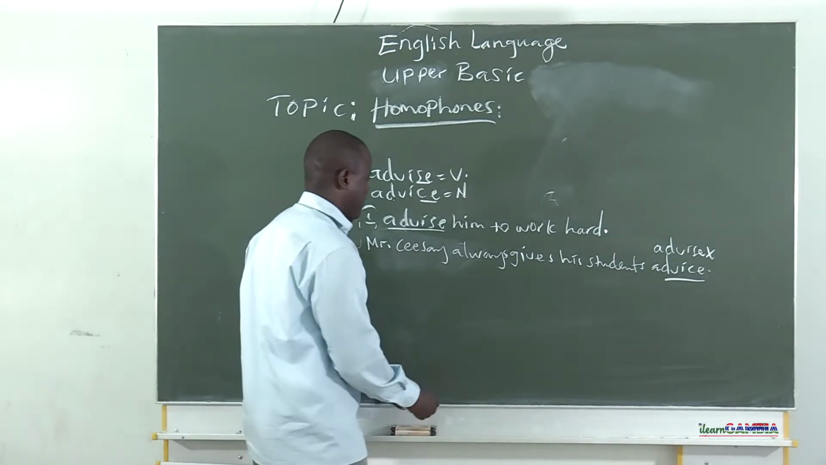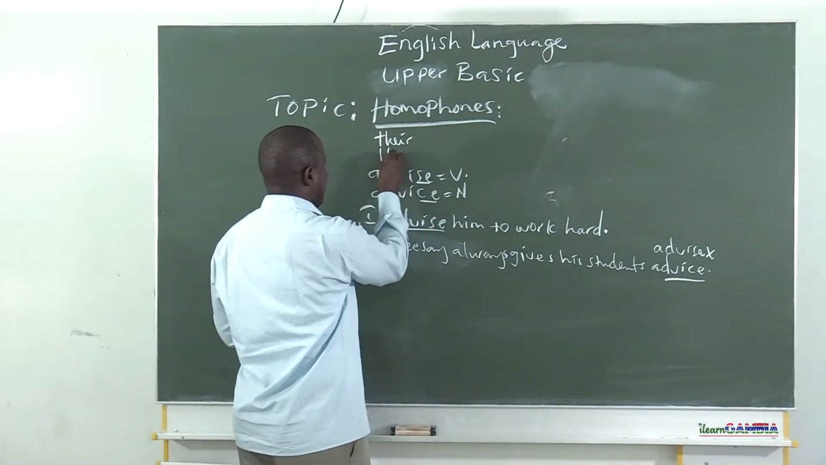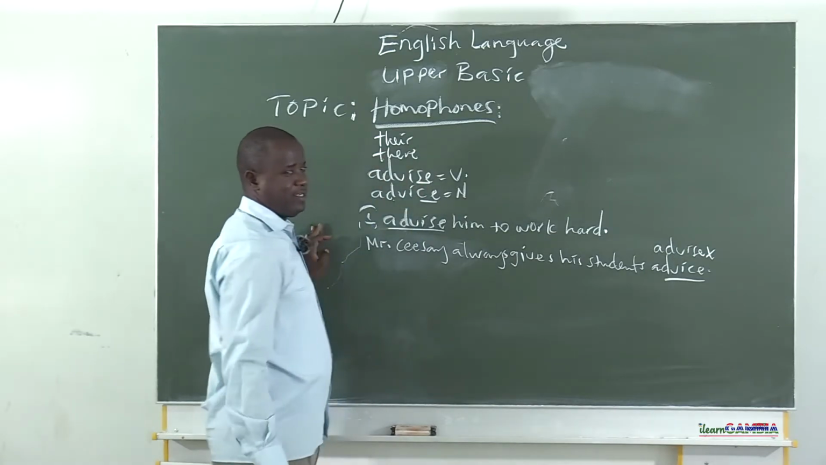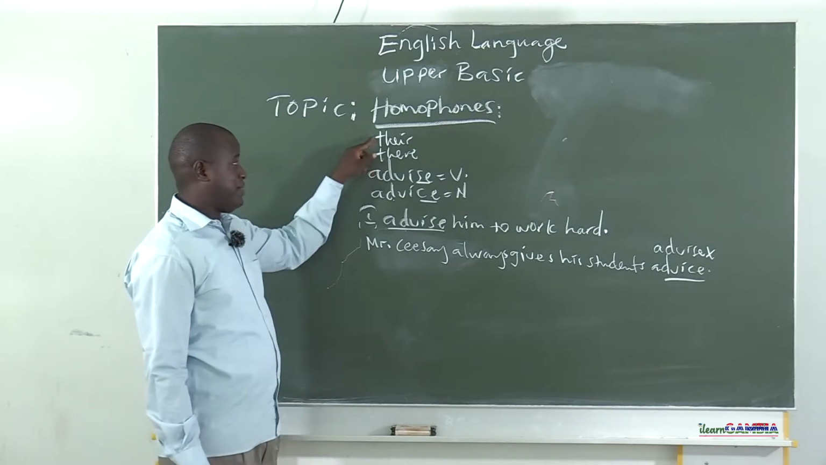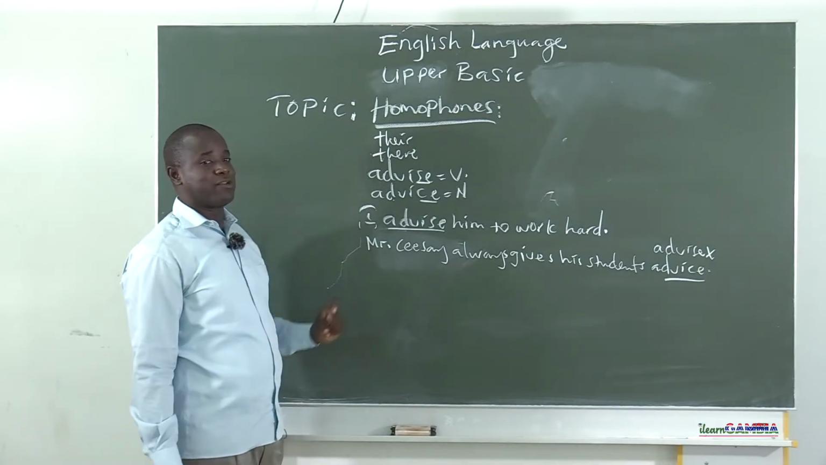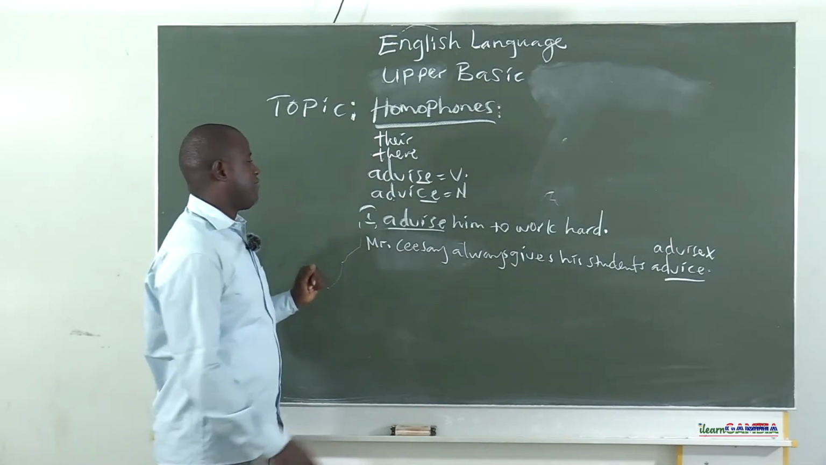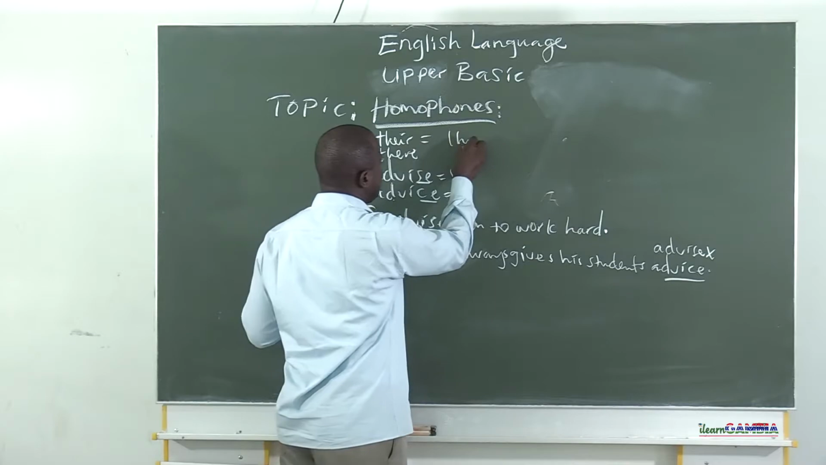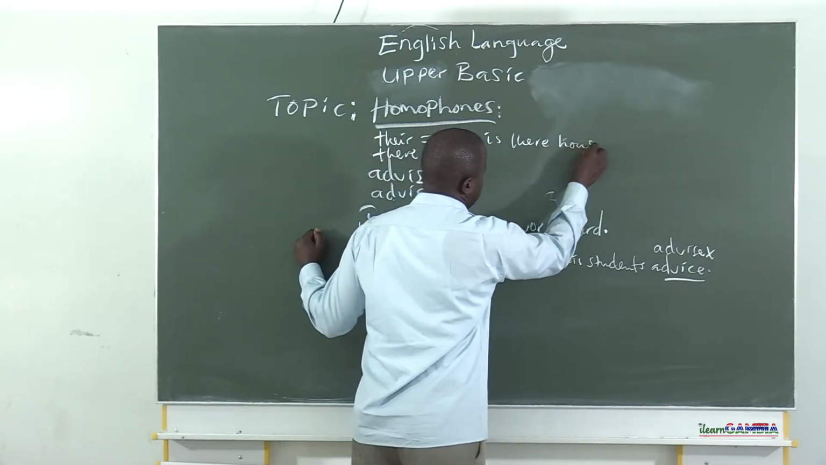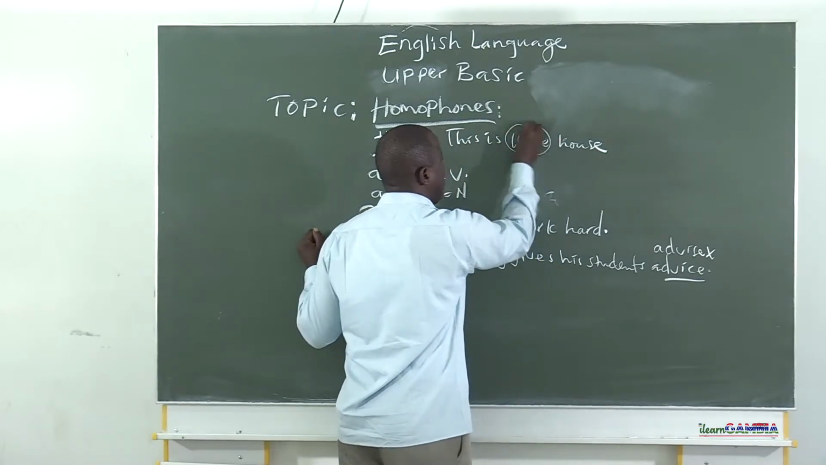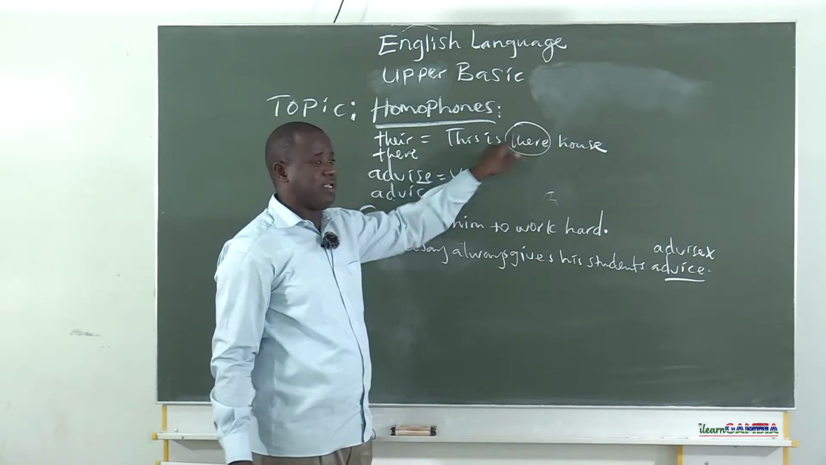Let's take another example. We have these words, T-H-E-I-R and T-H-E-R-E. These two words are homophones because they sound the same, but they mean differently and they belong to different parts of speech. So when you don't know their meaning, you may use them wrongly. For example, you say, this is there house. In this case, this is completely wrong. Because what do you need here? A pronoun. And this one is not a pronoun.